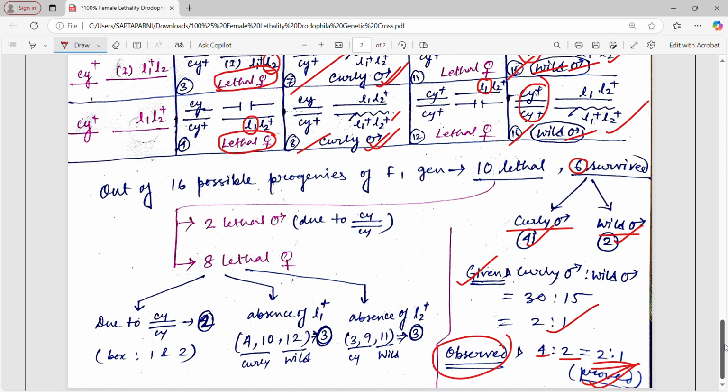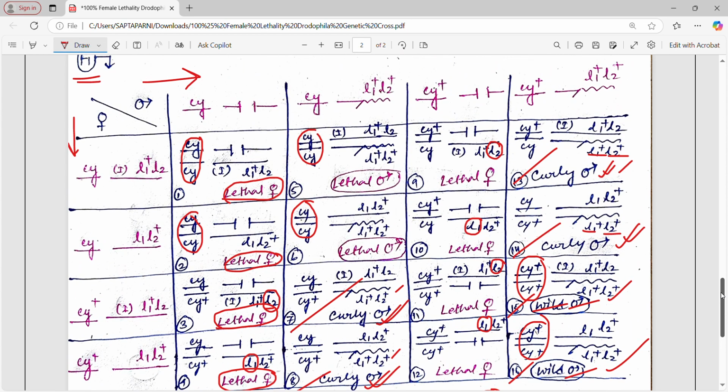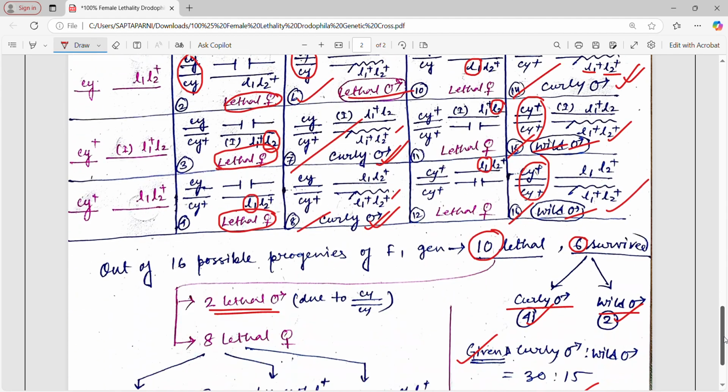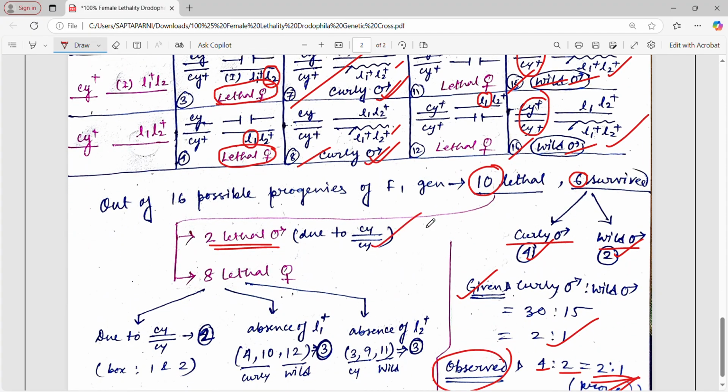Now let's take a look at the calculation of the 10 lethal progenies of the F1 generation. As 6 are surviving, obviously 10 will be lethal. Among these 10 you can see 2 are lethal males. Where are the 2 lethal males? See, box 5 and box 6 are showing lethal males, and they are lethal due to the presence of CY.